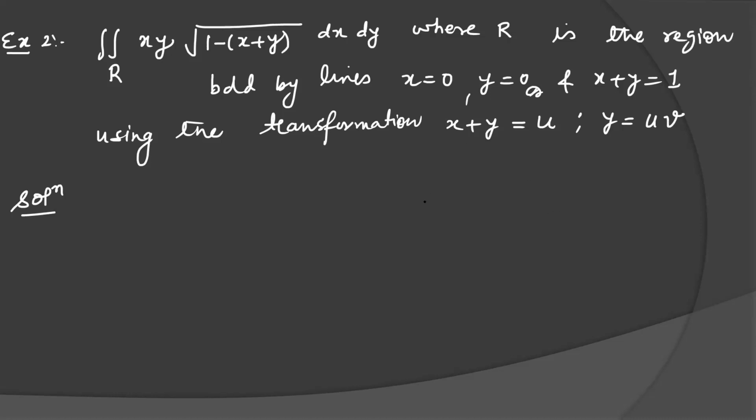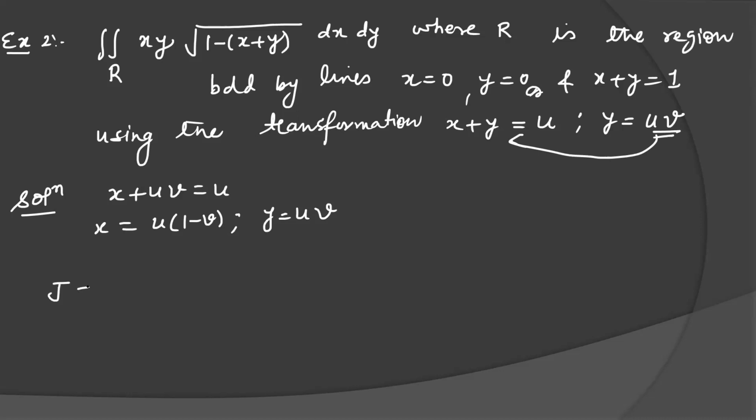Firstly, I'm going to find x and y in terms of u and v. y is already in terms of u and v, so you can substitute here. So x plus uv is equal to u, so x equals u into (1 minus v), and y is equal to u into v. So you can find the Jacobian here.